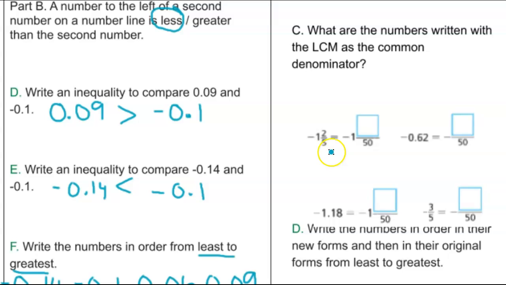To turn 5 into 50, we're going to multiply by 10. We multiply 10 on the bottom, we have 10 on top. 2 times 10 is 20. And as you see, the whole number and the negative sign just come over.